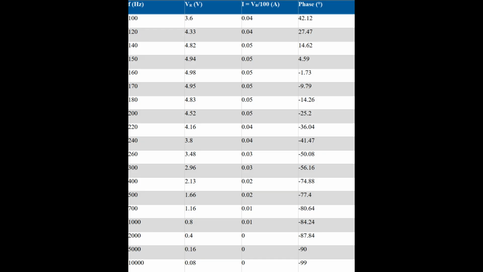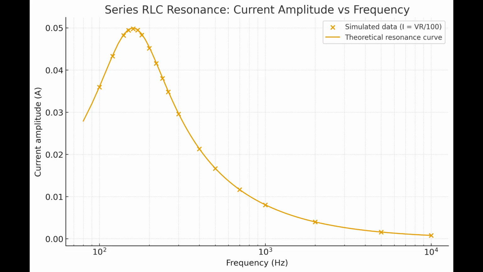After collecting the data, I plotted current amplitude versus frequency to obtain the resonance curve. From this curve, I identified the maximum current, which occurred at about 160 Hz. So my experimental resonance frequency was 160 Hz.